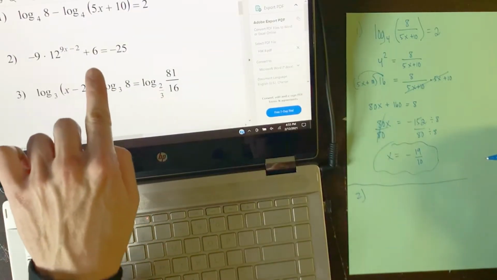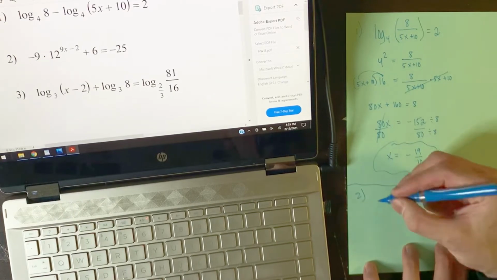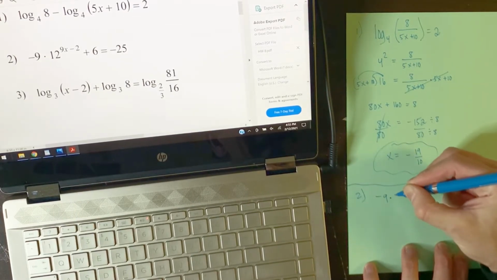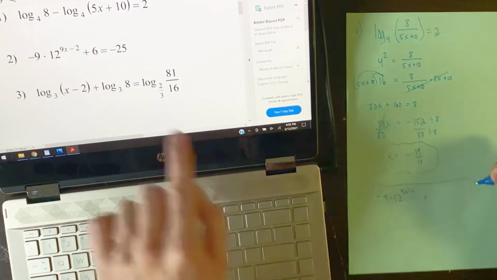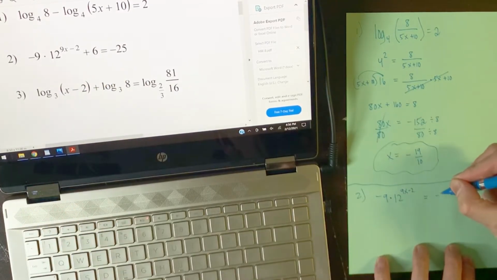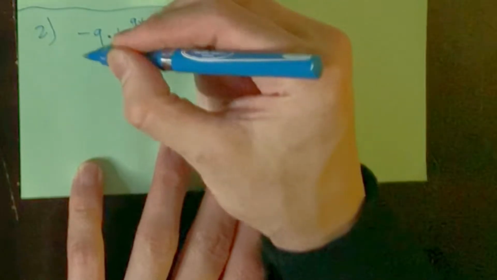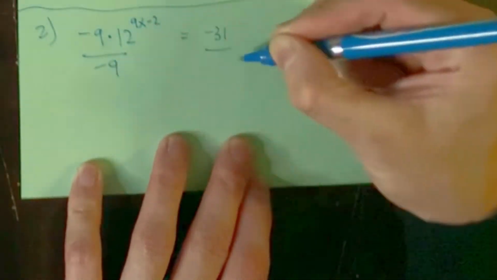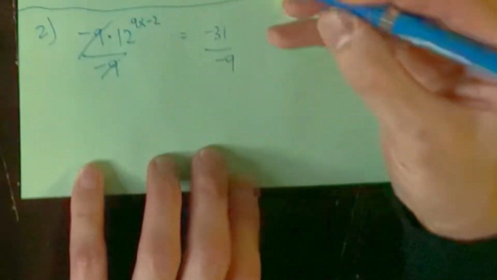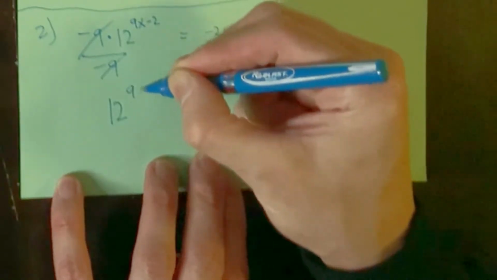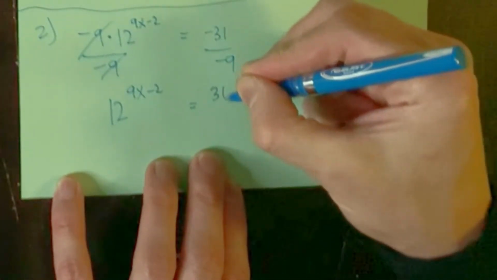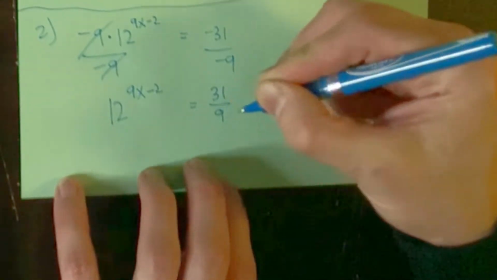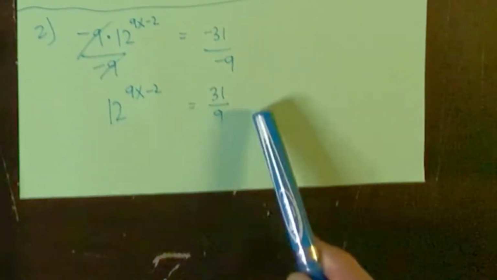Now for number two, why don't we subtract the 6 from the other side? So that'll be negative 9 times 12 to the 9x minus 2 equals, if you subtract 6 from that, negative 31. And then we can divide both sides by negative 9. And these are gone. So that'll be 12 to the 9x minus 2 equals, the negatives knock out, 31 over 9, like so.